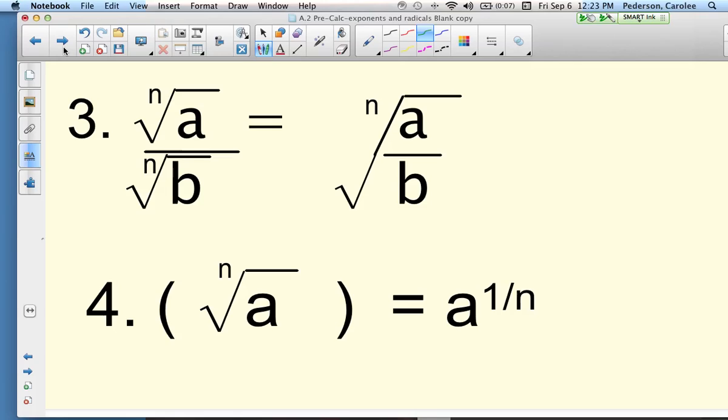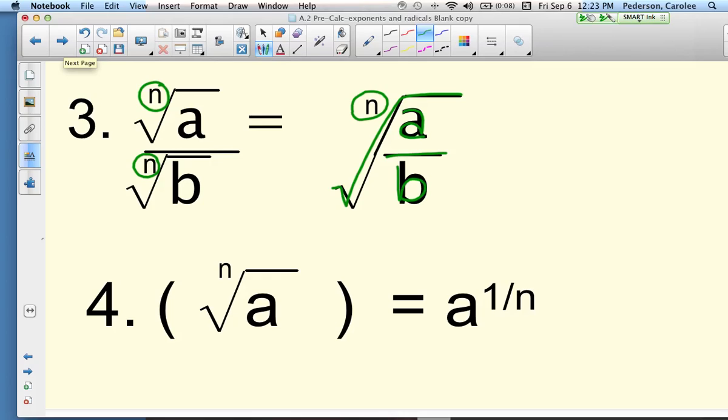This next slide, again, you don't need to write the properties down if you don't want to. We have a radical divided by a radical. In order to combine them into one radical, they must have the same index. In this case, they both have the same index of n, so you can combine it into one fraction with a radical, a over b.